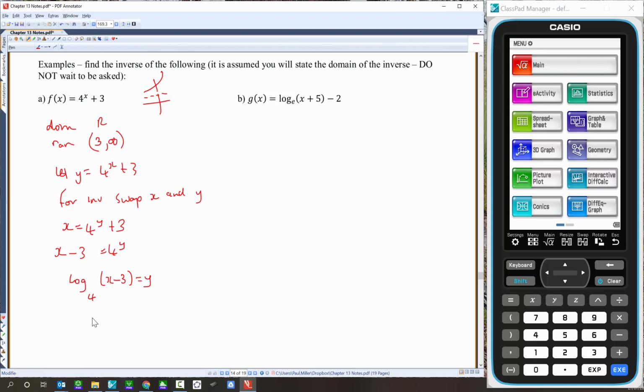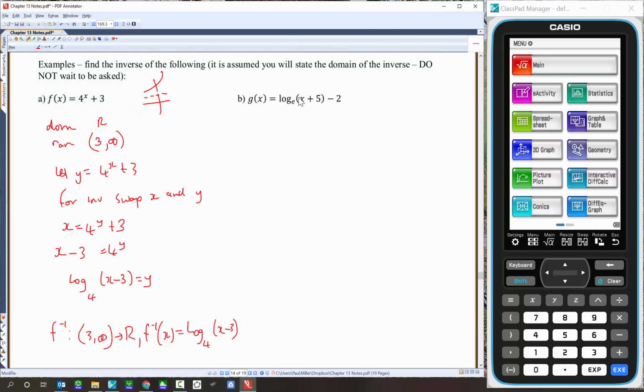So let's write that with full function notation and say that f negative 1 is a function such that its domain, well, what's its domain going to be? The domain is going to be the range of the original function, so 3 to infinity, maps to the codomain, which is the set of all real numbers, f negative 1 of x equals log base 4 of (x take 3), and there it is.